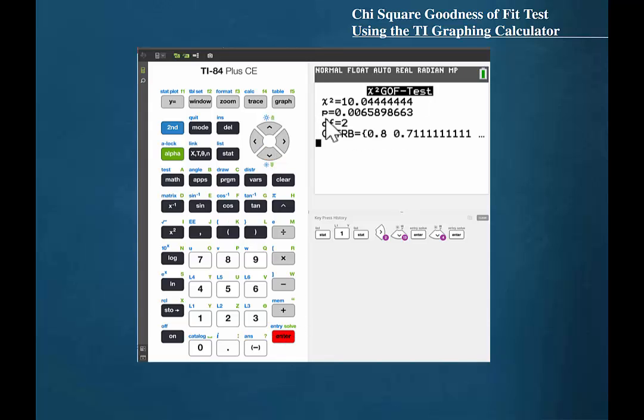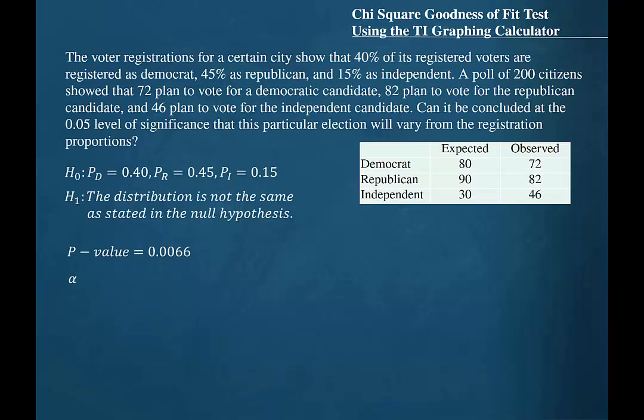We find our p-value to be 0.0066 when we round to 4 decimal places. So the p-value is equal to 0.0066, and alpha for this problem is 0.05. Since the p-value is less than alpha, our decision to reject the null hypothesis is consistent with our decision when we conducted the same test using the critical value and test value method.